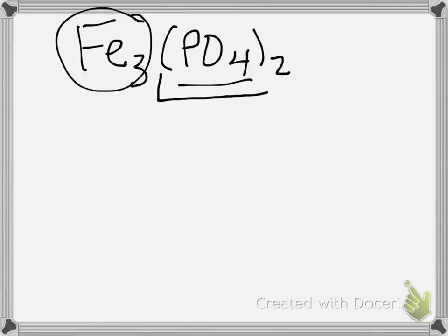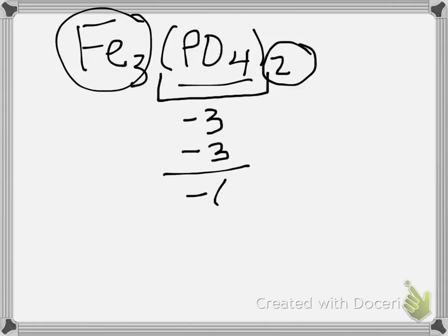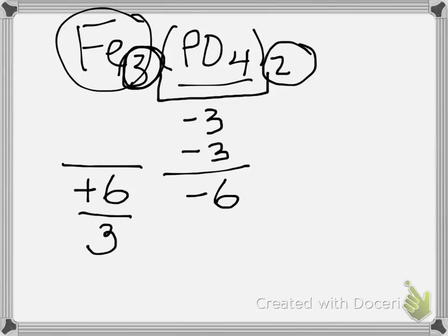Remember, that means I'm going to focus on this phosphate. Hopefully you recall that phosphate has a charge of -3, and there are 2 of them. So my total negative charge here is -6. That means over here, for this to balance, I have to have a +6 charge. Now, notice I have 3 of these, which means each iron has a charge of +2. Now I'm ready to name this.